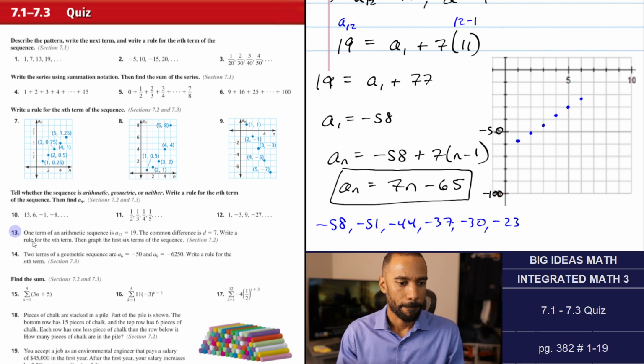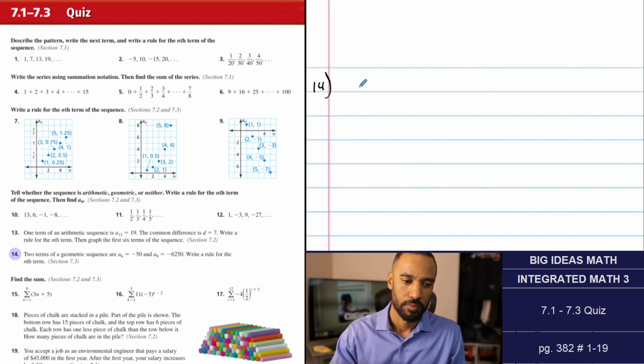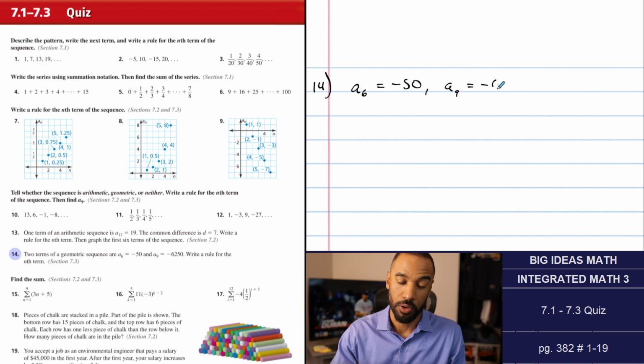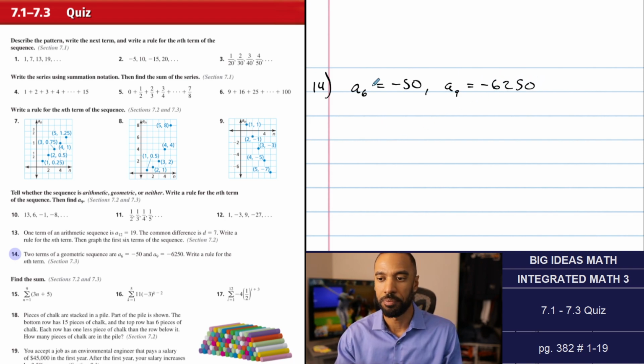Number 14. 2 terms of a geometric sequence are a sub 6 is negative 50 and a sub 9 is negative 6250. Write a rule for the nth term. This is geometric, so we have to use the geometric sequence rule. Well, you don't have to. There are other versions of this you can do. I'm going to leave it at that, though.